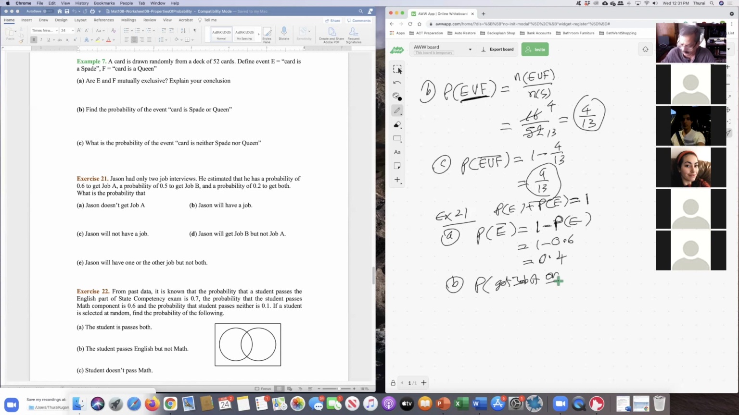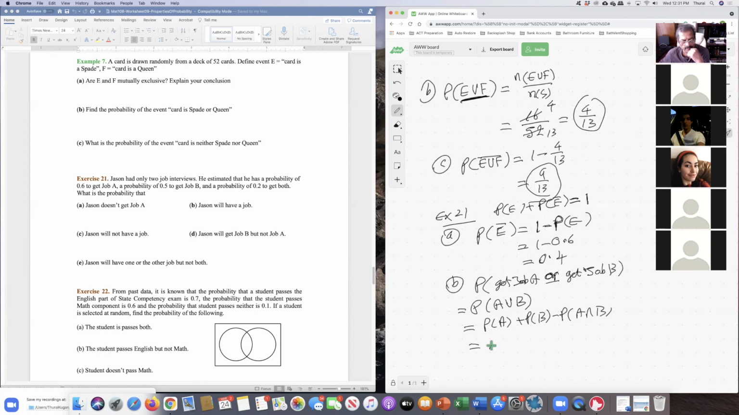No, not quite. It's not 0.9. For getting job A or getting job B, if I call the event of getting job A as A, and the event of getting job B as B, then A union B is the event we need the probability of. The probability of A union B is equal to the probability of A plus the probability of B minus the probability of A intersection B. So that's the intersection you forgot to subtract. Yes, I forgot to subtract the intersection.